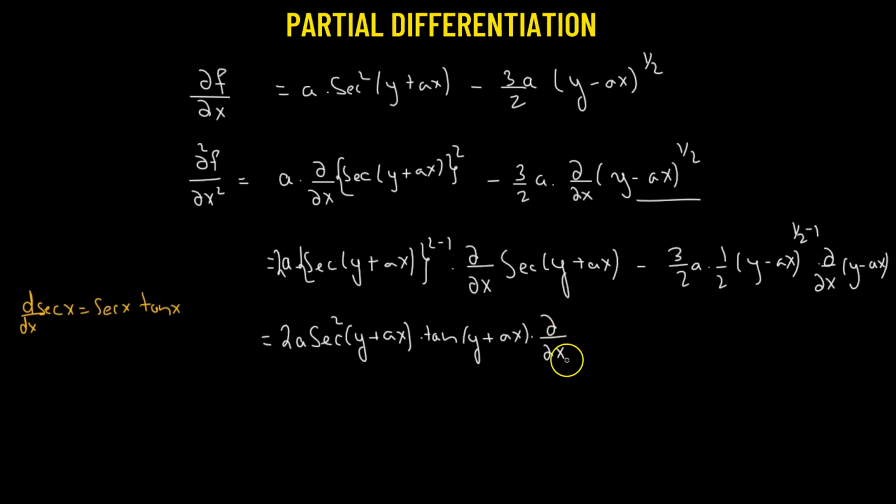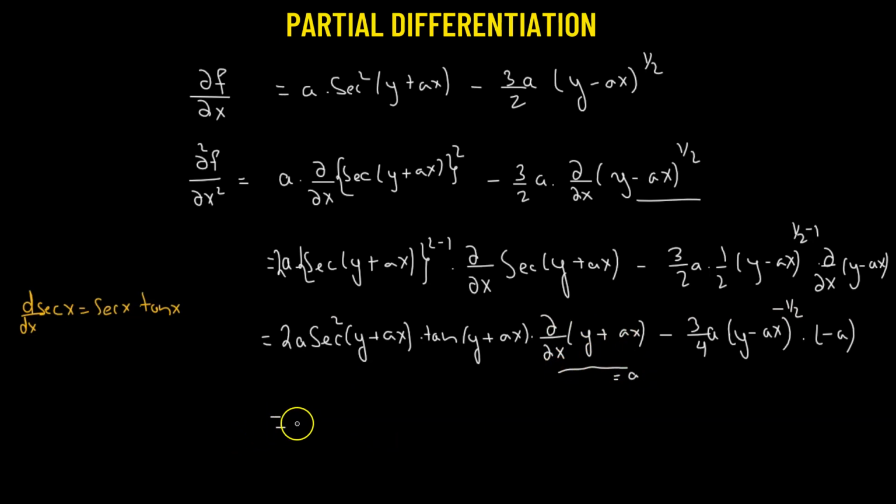So we'll get multiplied to the partial with respect to x of y plus ax minus... so we have 3 over 2 times half, so that will be 3 over 4 a multiplied to y minus ax raised to the power of negative half, and the partial of y minus ax with respect to x will be simply negative a. So that means finally, and this will give us positive a. This value will be positive a.